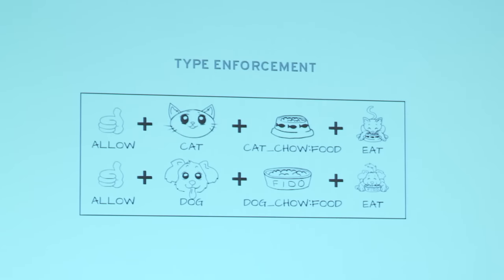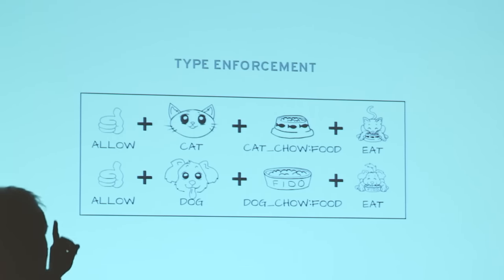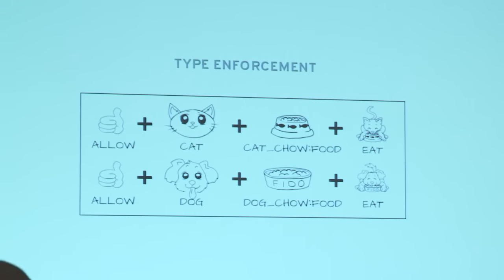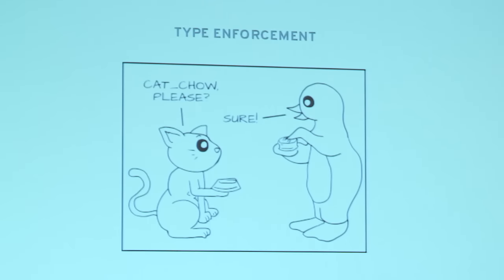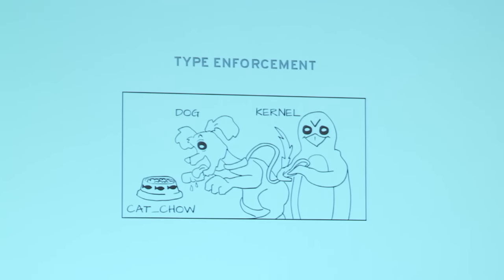And then we're going to write a rule into the kernel that looks just like this, that says allow a cat to eat cat chow and allow a dog to eat dog chow. In SELinux, anything that is not allowed, if you don't have a rule like this, you are denied. If you actually look at SELinux, you will see thousands and thousands of allow rules. So everything by default is denied. So the cat's able to eat the cat food, the dog's able to eat the dog food, the cat can ask for more, and the dog tries to eat the cat food, and the kernel steps in and says, no, not allowed.